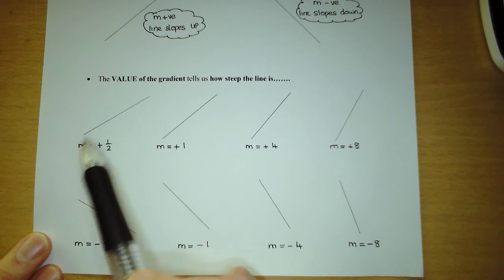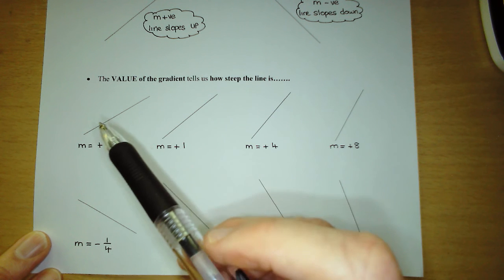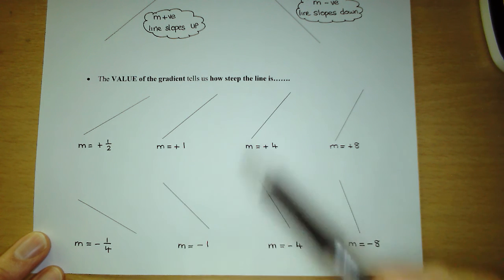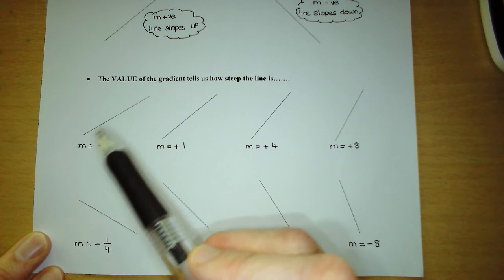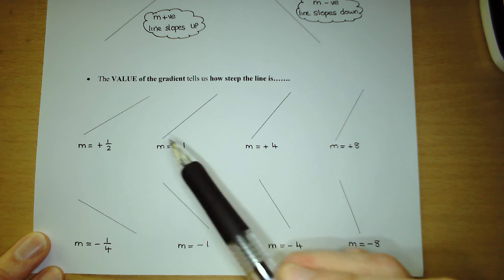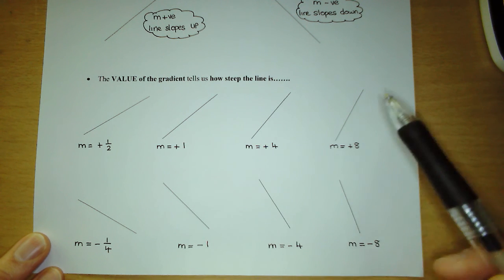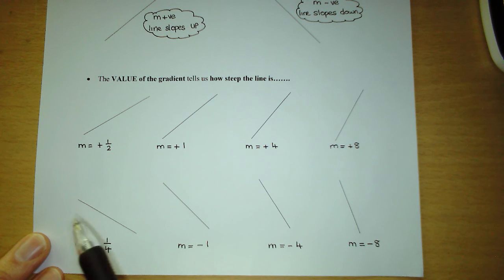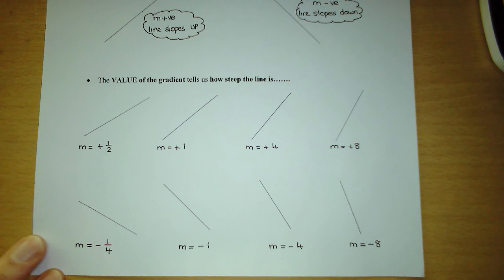So the point is, the sign of the gradient tells you the direction the line slopes. If the gradient is positive, the line will slope up. And the value of the gradient tells you how steep the line is. So 0.5, then 1 is bigger, so getting steeper, 4 getting steeper again, 8 getting steeper again. -1/4, -1 is a bit steeper, -4 is getting steeper again, -8 getting steeper again. So the value of the gradient tells you how steep the line is.